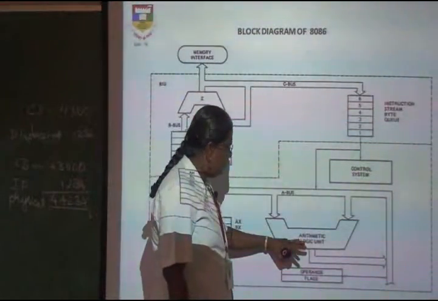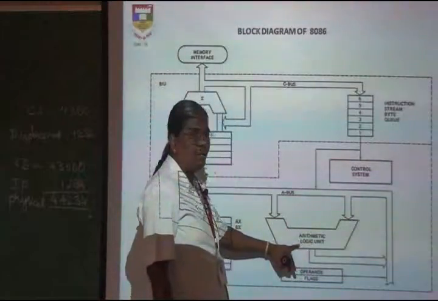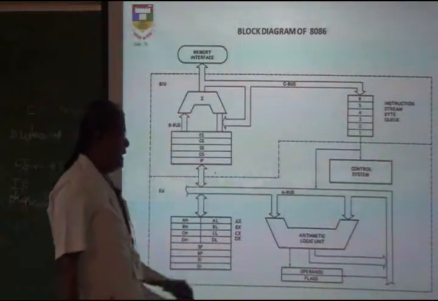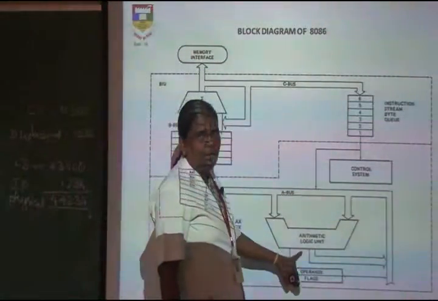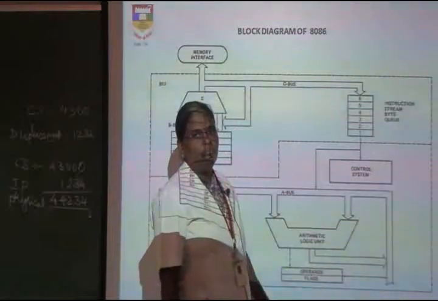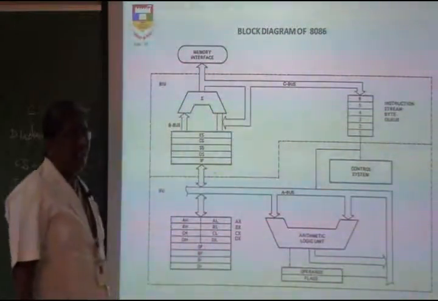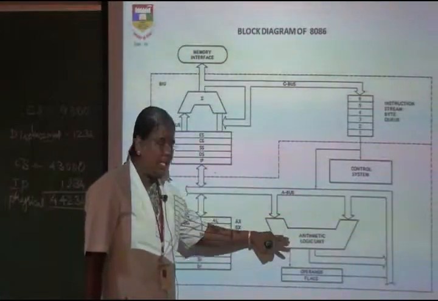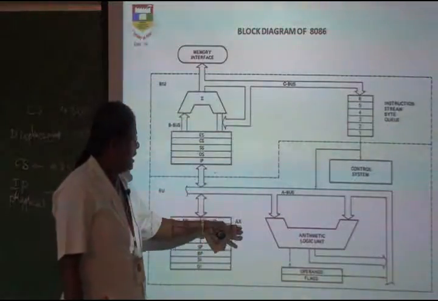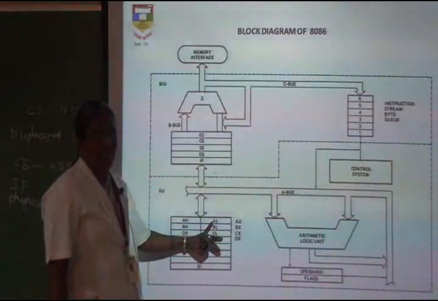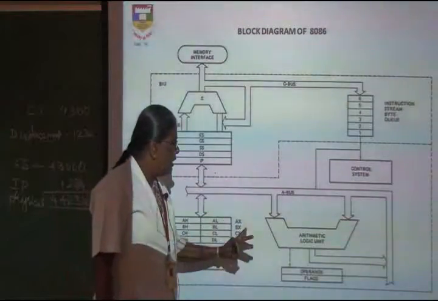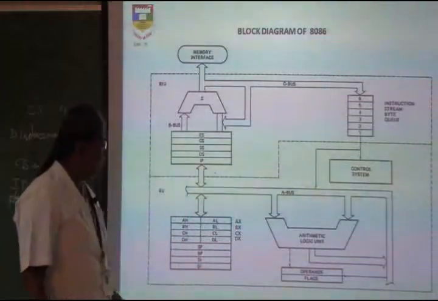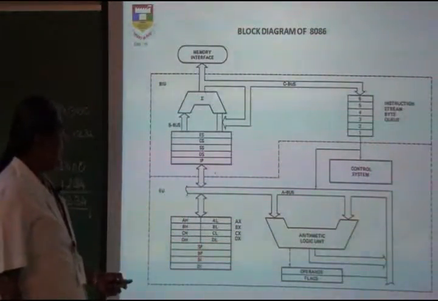The arithmetic logic unit, that is ALU, performs all the operations like addition, subtraction, multiplication, division, and the logical operations AND, OR, NOT and complement. Then the result is stored in the accumulator, that is AX register, or AL register for 8-bit operations, and the status will be indicated by the flag register. It consists of a 16-bit flag register.